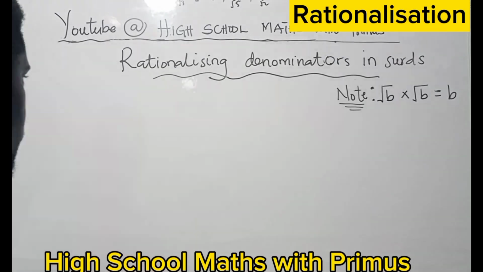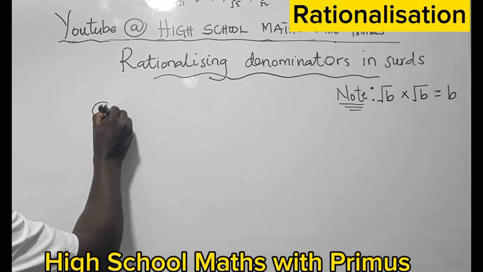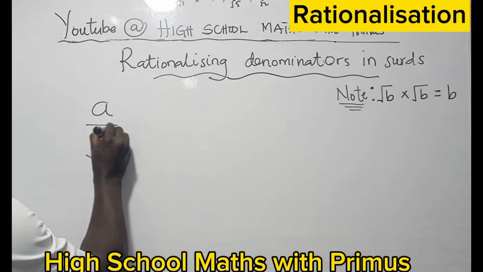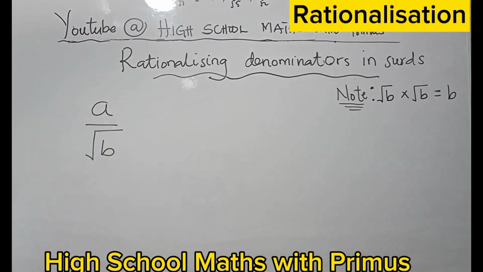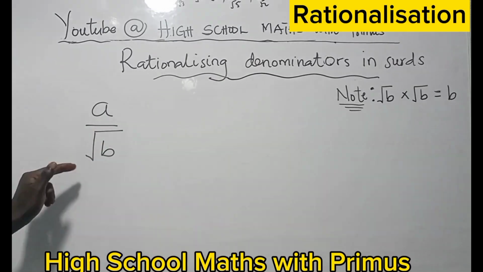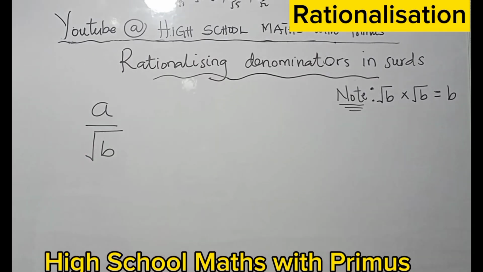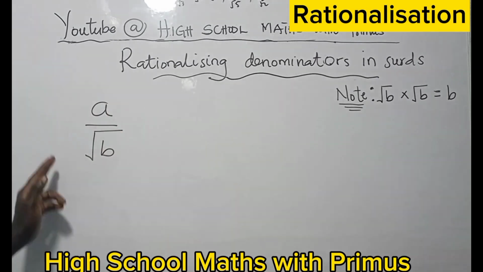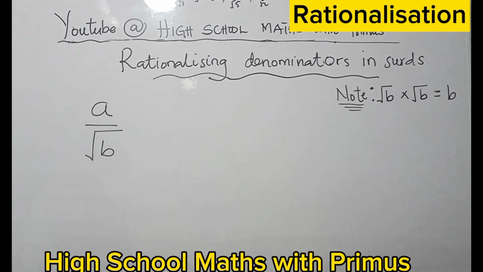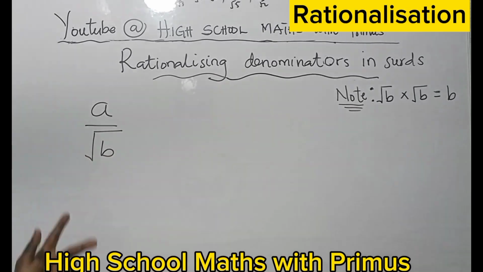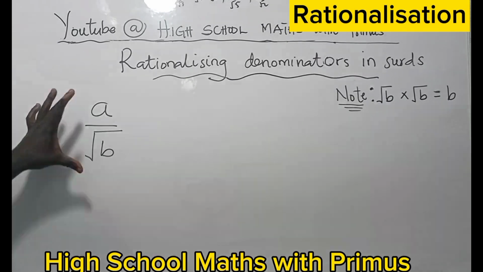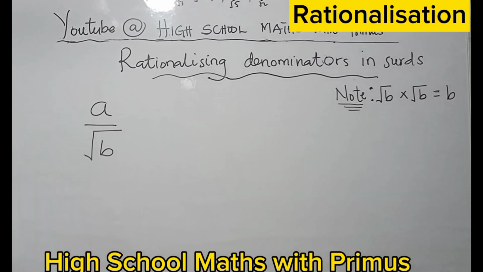Now let's look at this. This is a over root of b, a over square root of b. In surds, any fraction that involves a surd is called a fractional surd. We are having a surd, in other words, an irrational number, as the denominator of this fractional surd. How do we remove this surd from the denominator so that we get a rational number as the denominator?